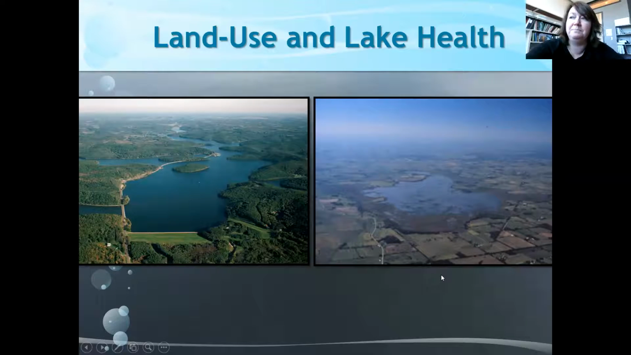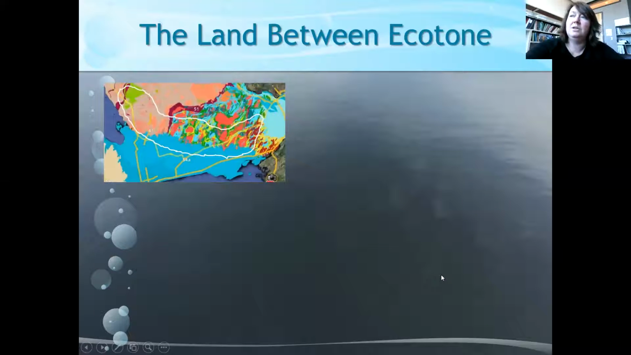So that's not a great situation. Because of this, because we know that humans can have a big impact on the health of ecosystems, my lab is interested in looking at cottage country lakes. If we build more cottages, and maybe more towns and cities around lakes, is that going to impact our lakes?